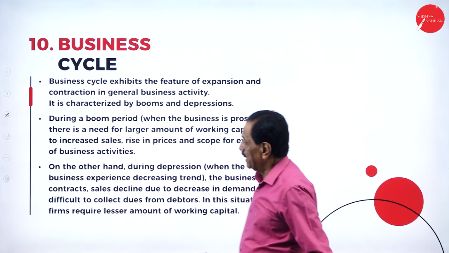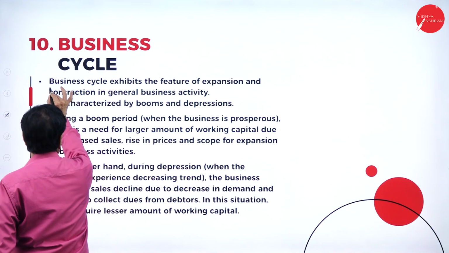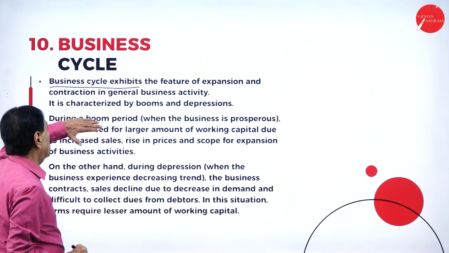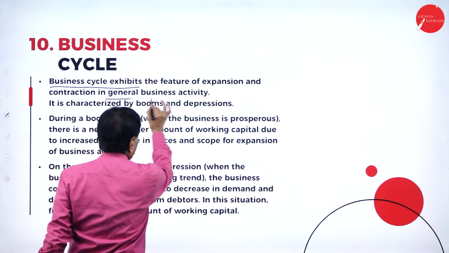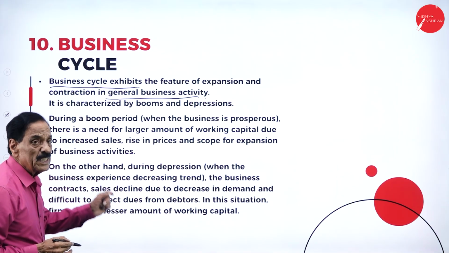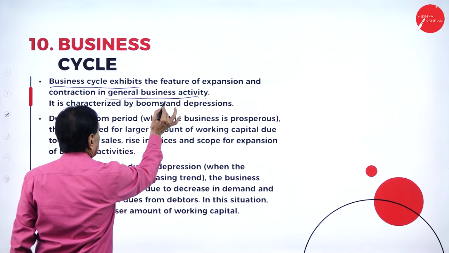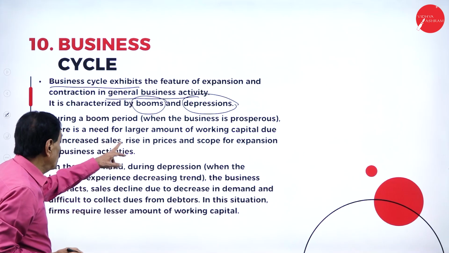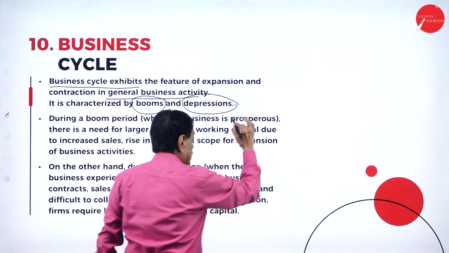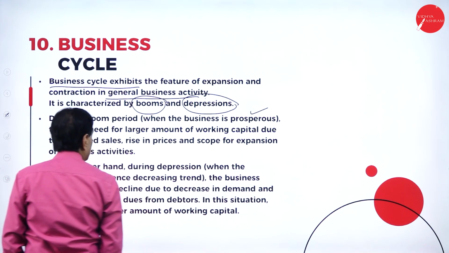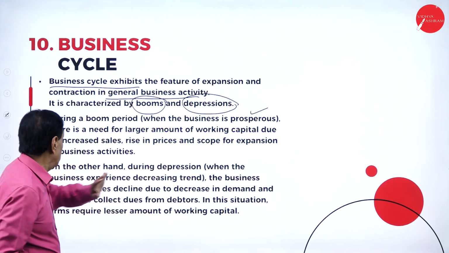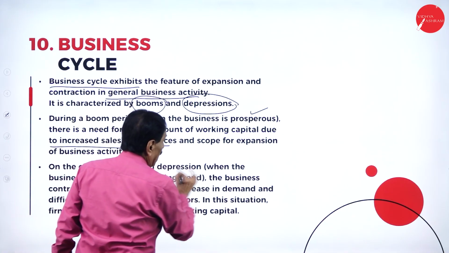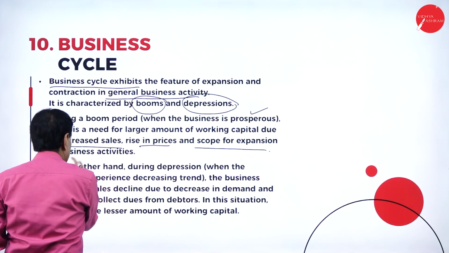Business cycle. The business cycle exhibits the feature of expansion and contraction in general business activity. It is characterized by booms and depressions. This is important. During the boom period, when the business is prosperous, there is a need for a larger amount of working capital due to increased sale, rise in prices, and scope for expansion of business activity.